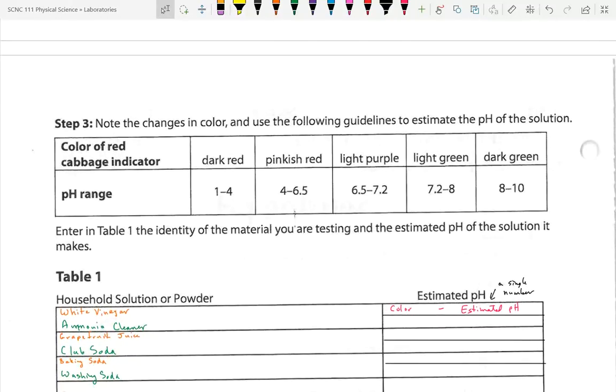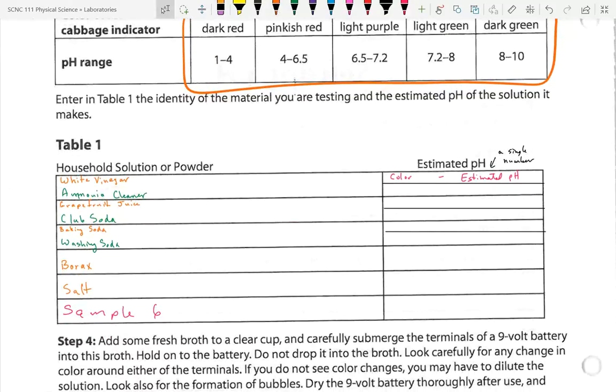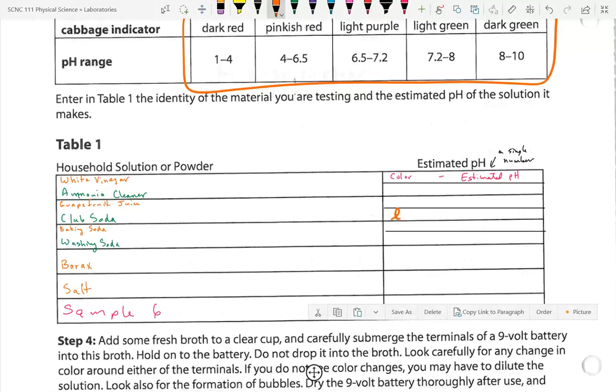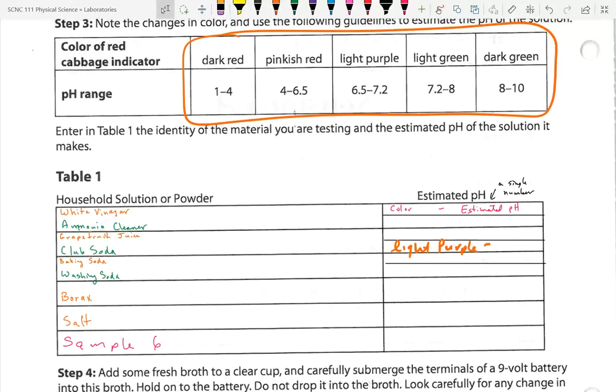So you have here color coding. And what I want you to do is notice we have more samples than there are lines for. They actually give you fewer lines than they recommend samples, and I added one. So this was club soda, and so I'm going to put the color. So my color is a light purple. And then I'm going to try to estimate the pH.